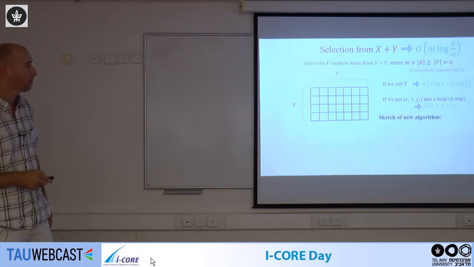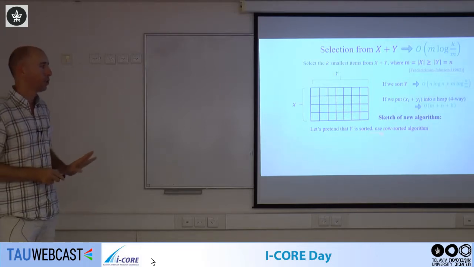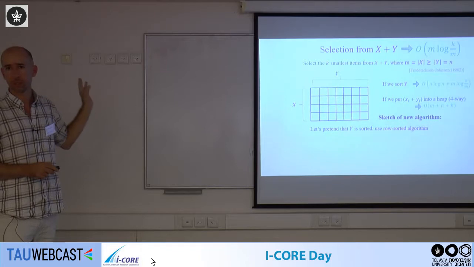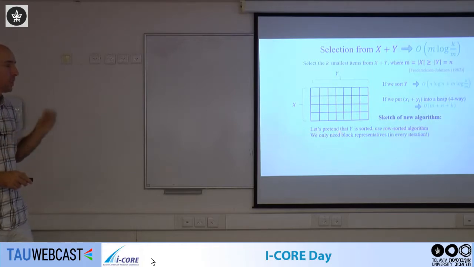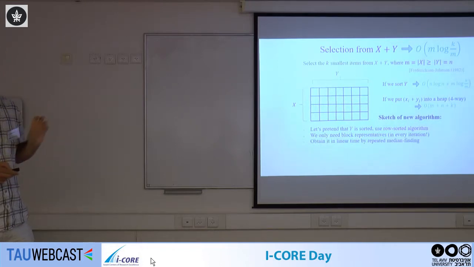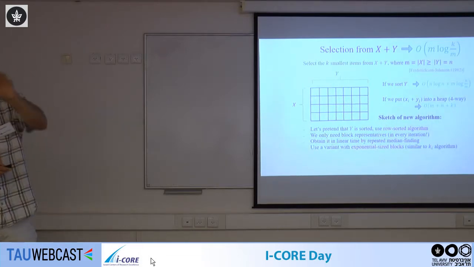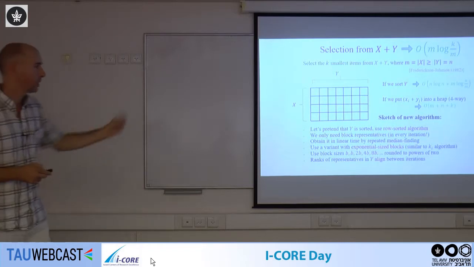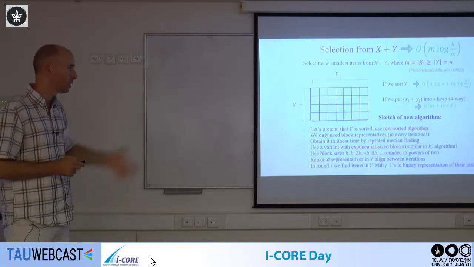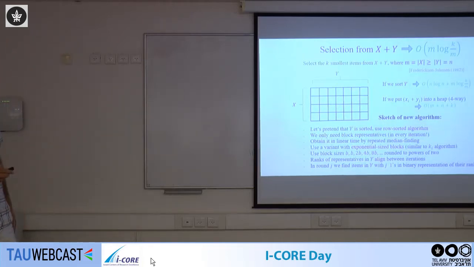So what do we do? Well, we pretend that Y is sorted and we use the row-sorted algorithm that I mentioned before. But Y is not sorted. Observe that we actually don't need the entire Y sorted. We just need these block representatives that I mentioned, and those we can get on demand. So we do an on-demand sorting where we get those representatives by repeated median finding. Again, we use exponential size blocks. There are some nice tricks with powers of 2, which I don't get into, but it all works relatively simply. And here also we match the result of Fredrickson and Johnson.